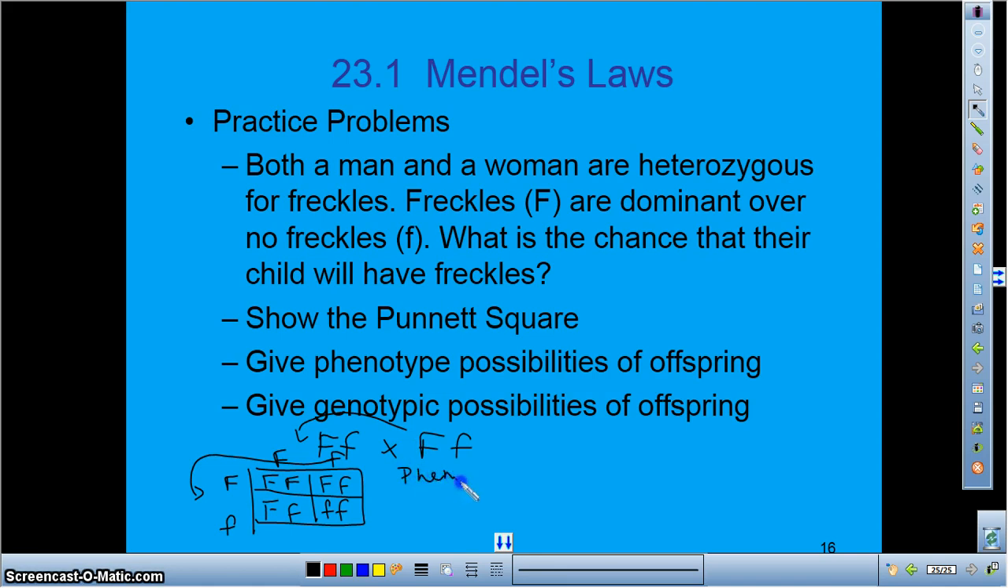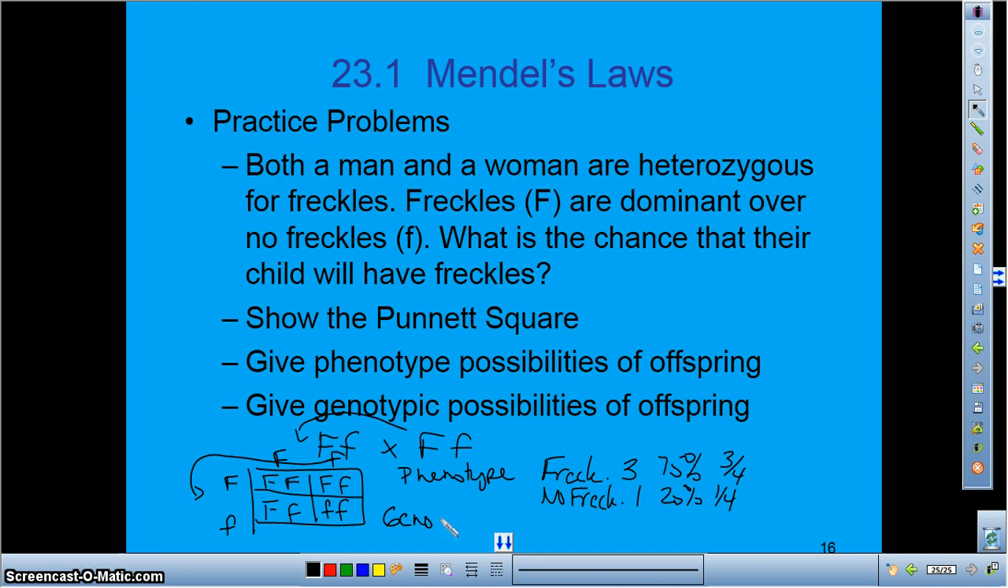So I do the phenotype ratio first. I write down phenotype, or just pheno. So I have to identify what they look like. We know that one big F will give you freckles. So we have freckles, freckles, freckles, so we have freckles, abbreviated 3, and no freckles, 1. You can look at that as 75% to 25%. You can do 3/4 to 1/4. It doesn't really make any difference.